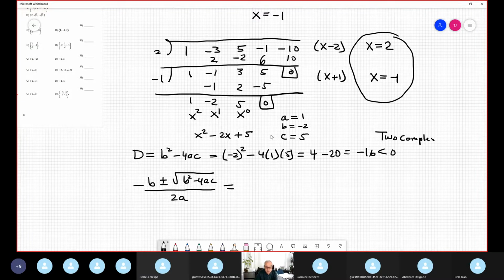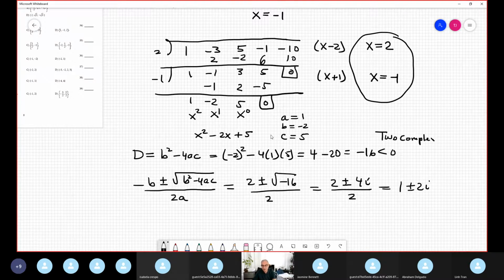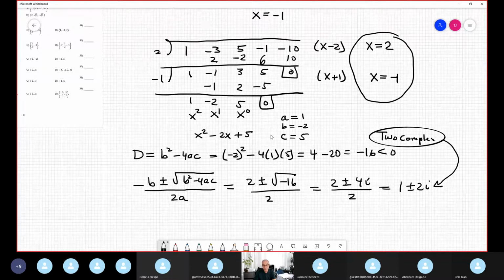B is negative 2, so 2 plus and minus, I did before the part, that is negative 16, the square root of negative 16, divided by 2 times 1, that is 2. Actually, this is 2 plus and minus 4i divided by 2. And you split the common denominator, therefore it is 1 plus and minus 2i. So 2 divided by 2 is 1, and 4 divided by 2 is 2. These are the two complex zeros that I predicted in this step, but found in this step.